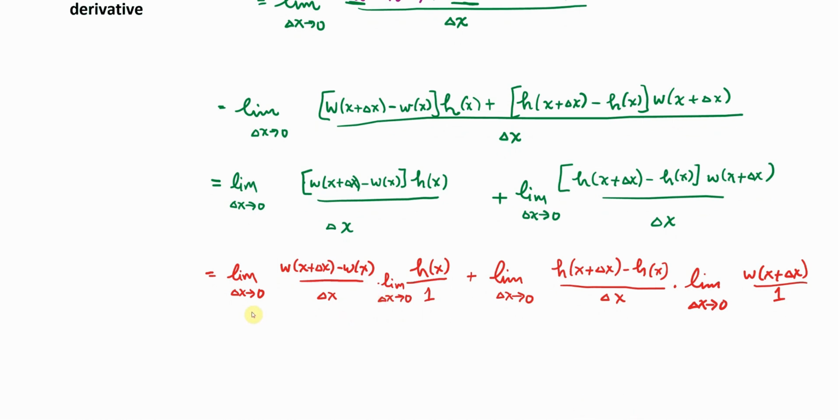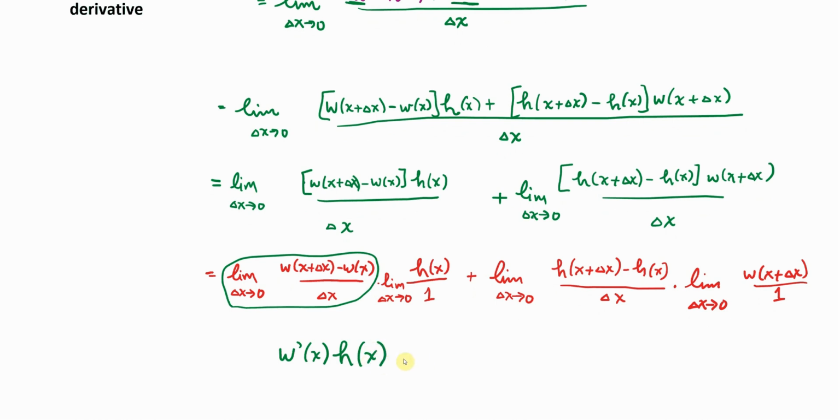Using the rules of limits, this limit right here, what is that really equal to? Well, that's just the derivative of w, otherwise known as w prime. The second term right here, we're taking the limit as delta x approaches 0, but there's no delta x in this problem, which means it's irrelevant. That whole thing is just going to be equal to h of x.